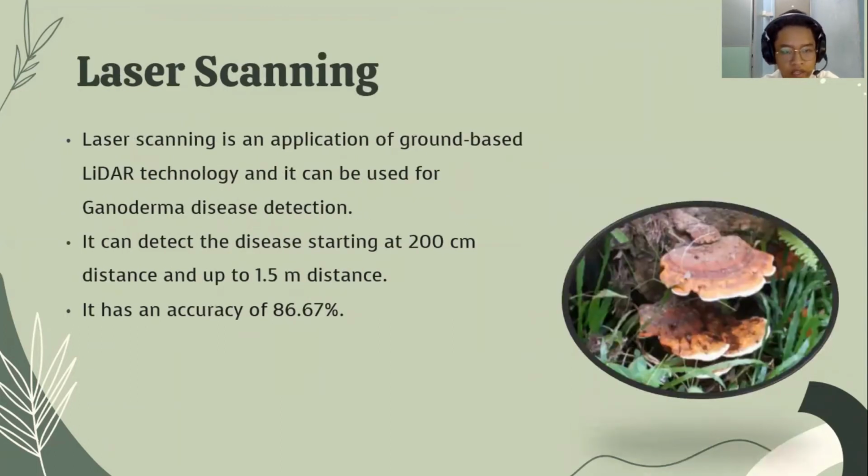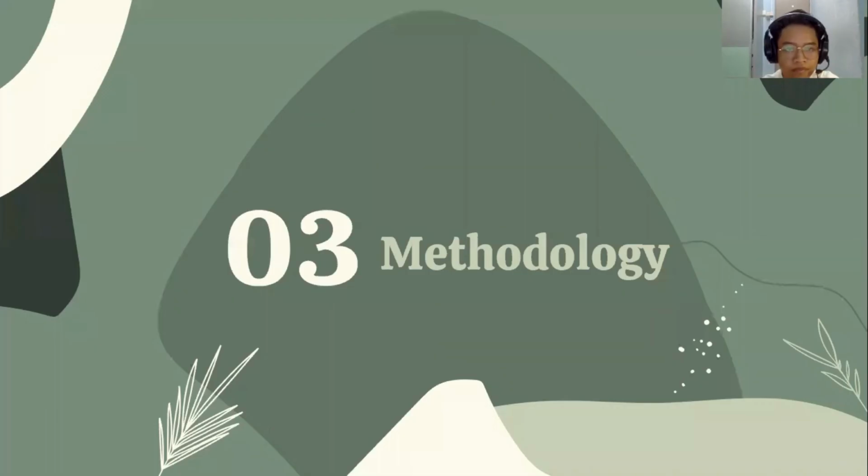Next is laser scanning. Laser scanning is an application of ground-based LiDAR technology, and it can be used for Ganoderma disease detection. It can detect the disease starting at a distance of 200 centimeters and up to 1.5 meters, and it has an accuracy of 86.67%.